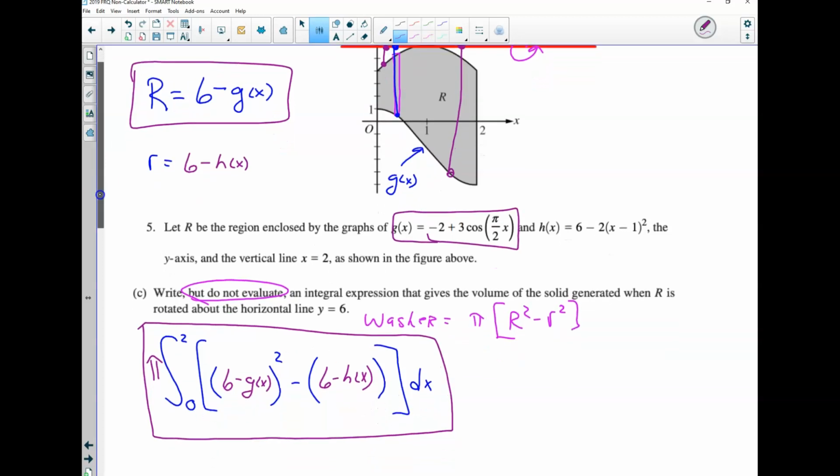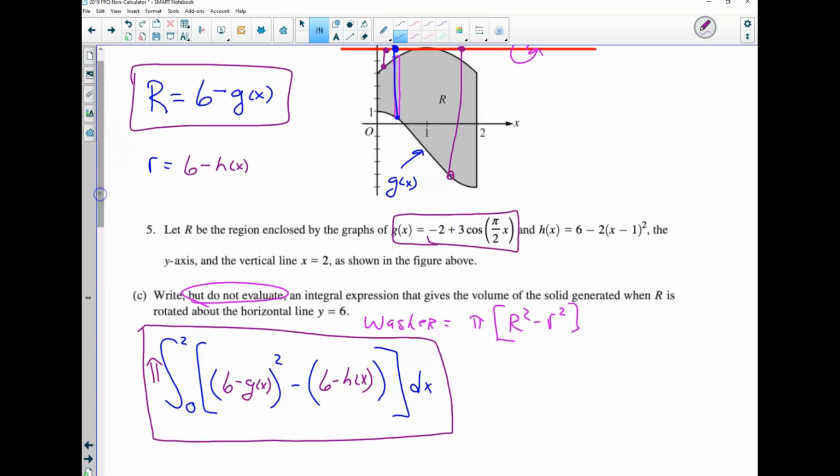Gotcha. Okay. So, of these 3 points, one for limits and constant, I would have lost that because I didn't have my pi on there. Got to have your pi. Form of integrand and your integrand.